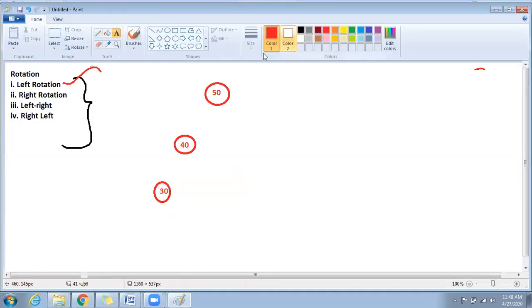When I start checking the height balancing factor, what will happen? For this node, it is 0. For this node, it is 1. For this node, it is 2. Correct? Yes, ma'am. Any doubt in this? How did I make this?